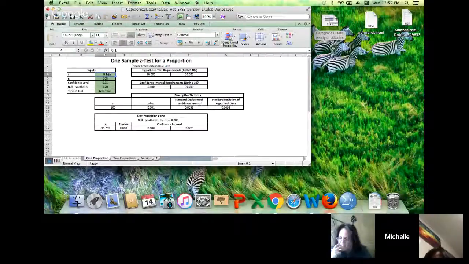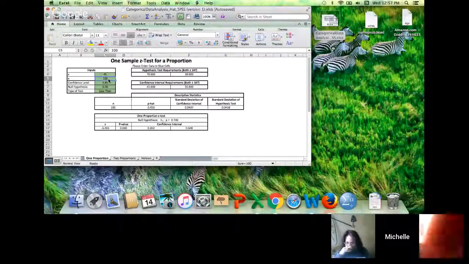X is 45. No, wait. X is equal to... P is equal to X over N. So X is 45. N is 60. Yes, we want the 95% interval.